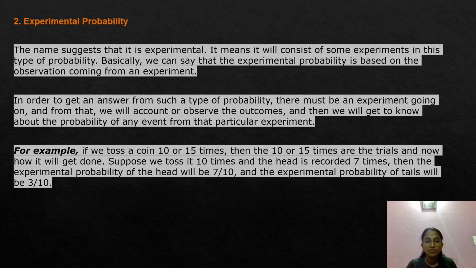Let us go through the example. If we toss a coin 10 or 15 times, then the 10 or 15 times are the trials. Now how will it get done? Suppose we toss it 10 times and the head is recorded 7 times, then the experimental probability of the head will be 7 by 10, and the experimental probability of tails will be 3 by 10.